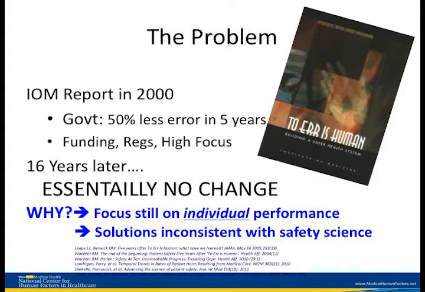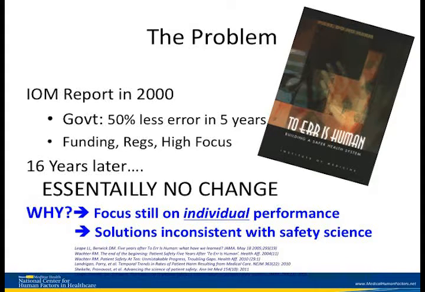Before then, we might have had a director of something in charge of safety. Now we have senior leaders in every C-suite responsible for safety and quality. We have regulation, we have payment methods around it, we have public scrutiny. The government passed legislation, like they do with most IOM reports, saying that there would be 50% less error in 5 years. That didn't happen.